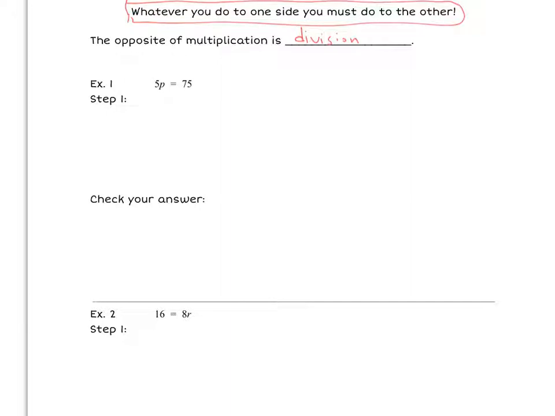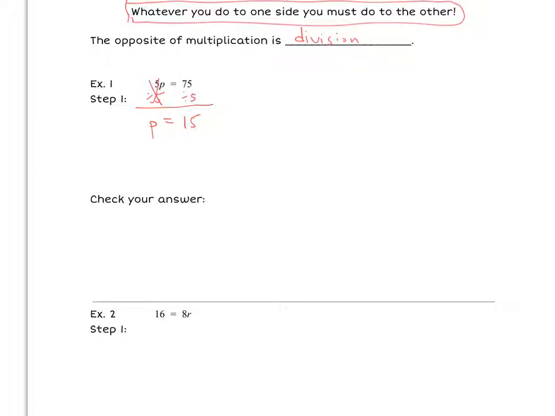Example 1. When you have a number next to a letter, we know that that is multiplication. So 5 times P equals 75. So one step, I undo my multiplication by dividing. 5 times P, divided by 5 on both sides. And these cancel. P equals, and this is where I would grab a calculator, type in 75 divided by 5, and I would get 15, I think. Yeah. No, I think it's 10. No, 10 would be 50.